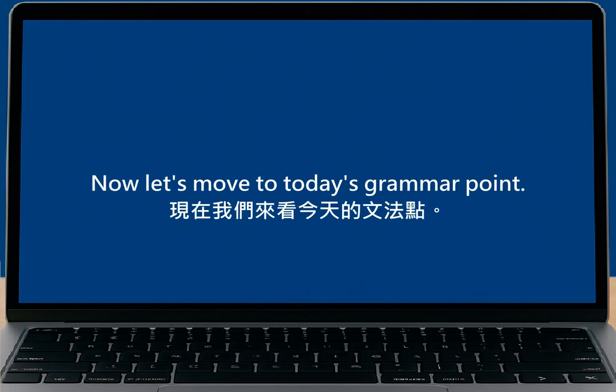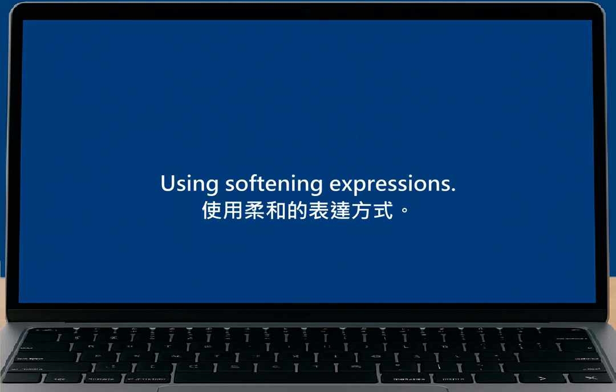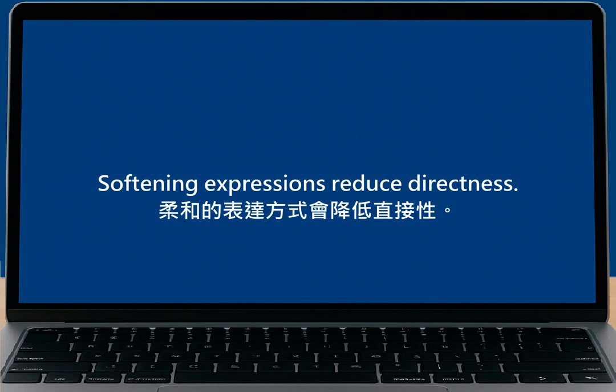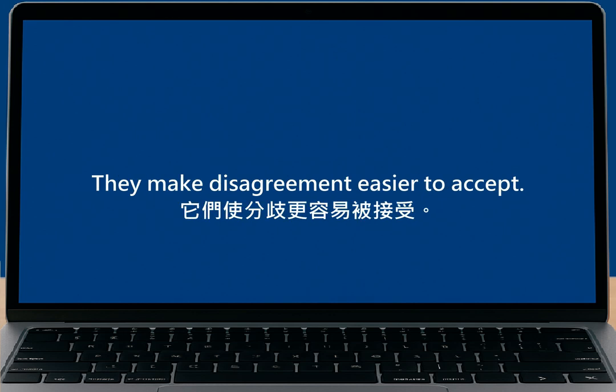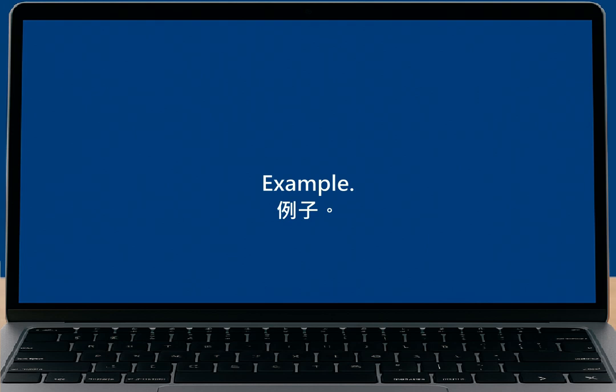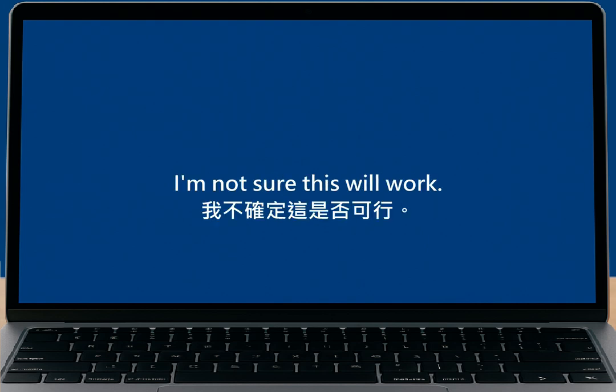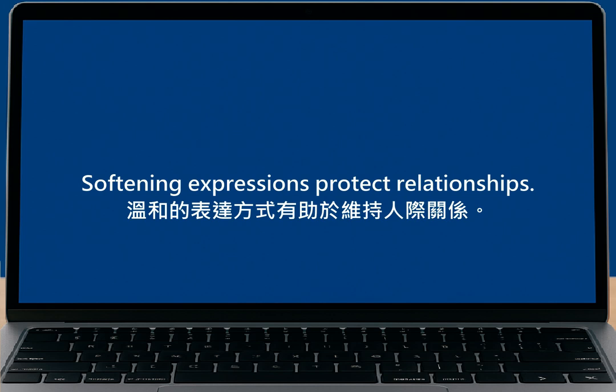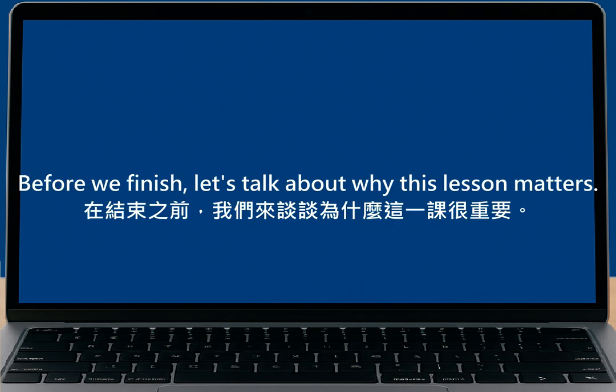Now let's move to today's grammar point. Daily grammar. Using softening expressions. Softening expressions reduce directness. They make disagreement easier to accept. Common softeners include a bit and not sure. Example, this feels a bit rushed. Example, I'm not sure this will work. Softening expressions protect relationships.